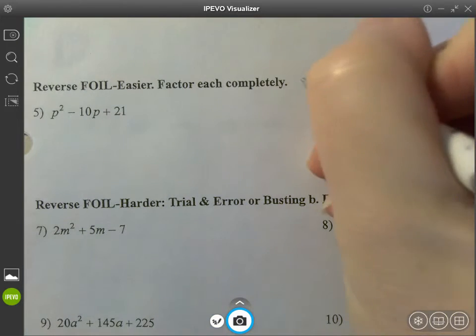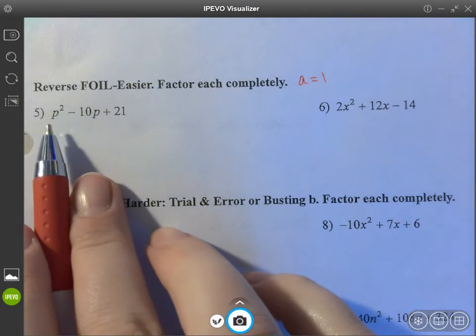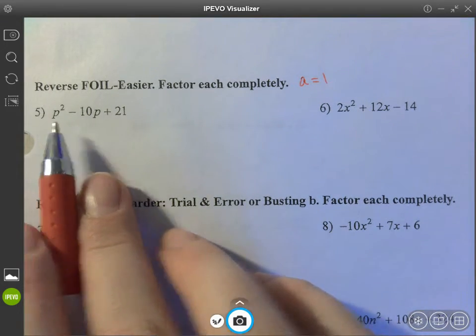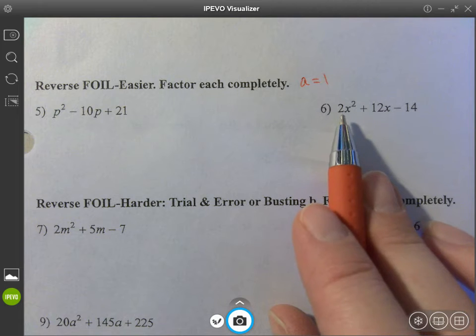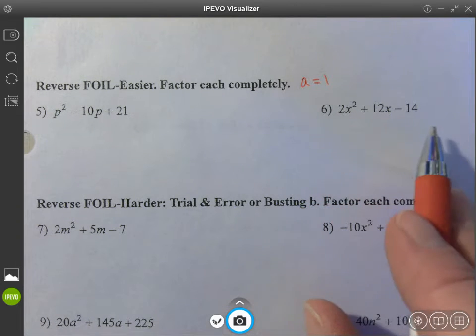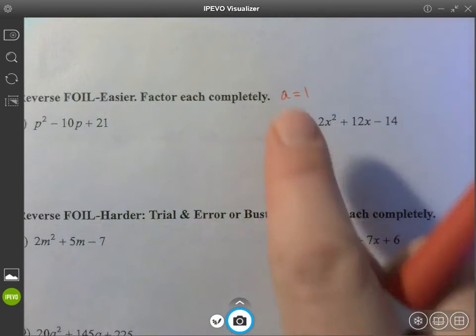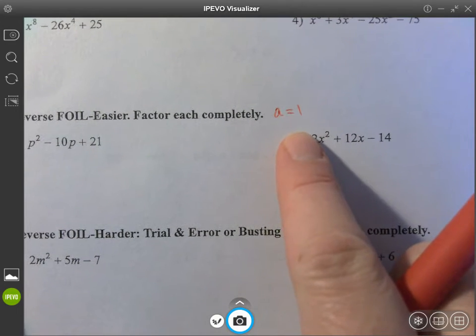Yep, when a is 1, when the coefficient of the square term is 1. Now, someone's looking at number 6 saying, well, that's not a 1. You're right, it's not, but it has a GCF of 2. So the idea is a is 1. And why does that make it easier?